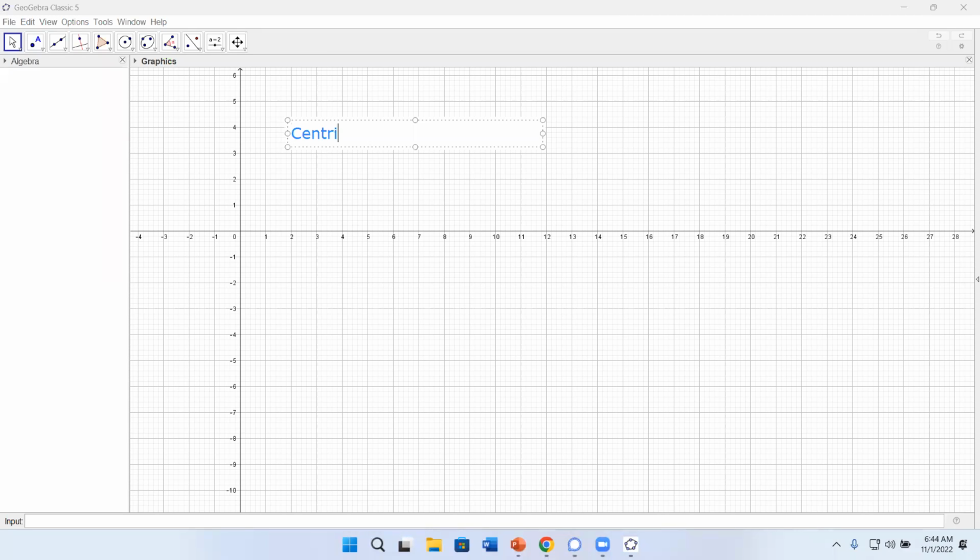Centroid. These three things we'll look at.